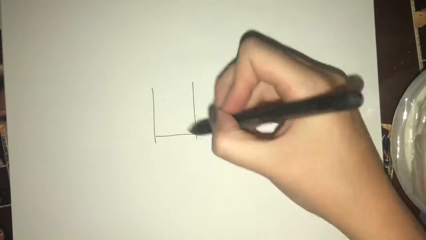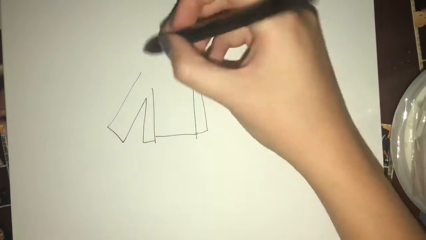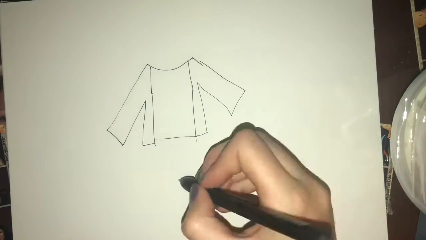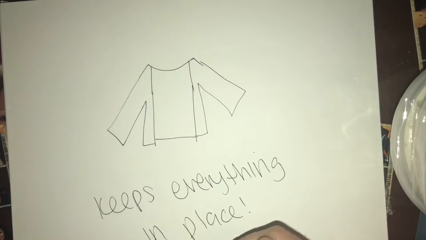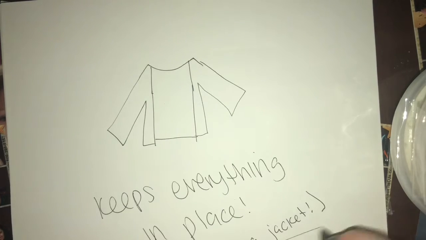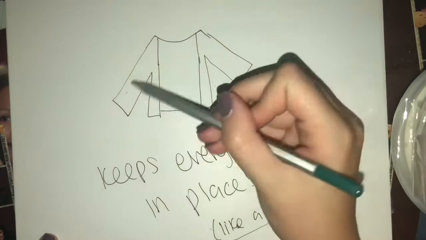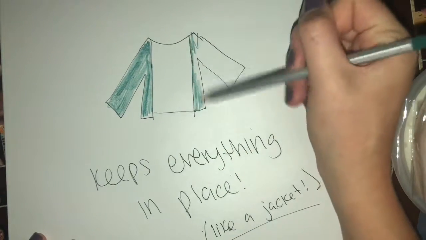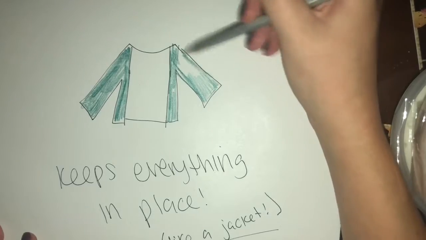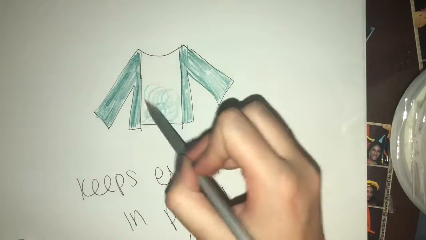The cell membrane to me represents a jacket. Jackets help keep everything inside of it safe and sound. The cell membrane helps keep everything inside of it safe and sound as well. It also holds as another layer of protection so that things that aren't supposed to be entering the cell cannot enter the cell. It keeps everything in its position.